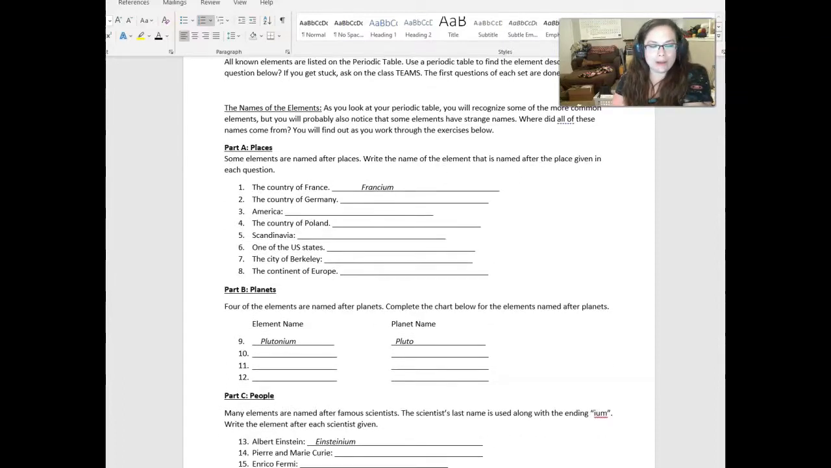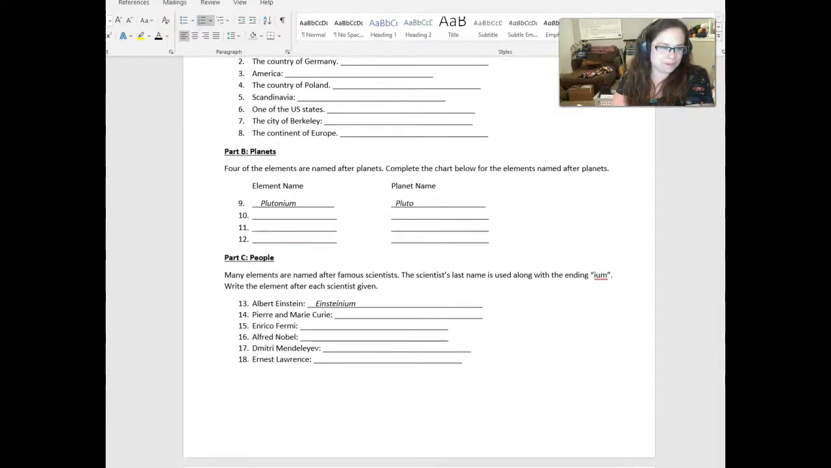Part B is all about planets. There are 4 elements that are named for planets, and I gave you one of them. One of the elements is named plutonium, and that's named for Pluto, which used to be a planet. The other 3 are still currently planets.